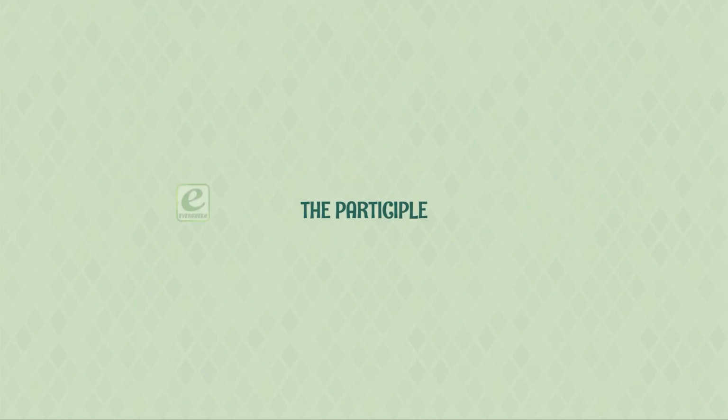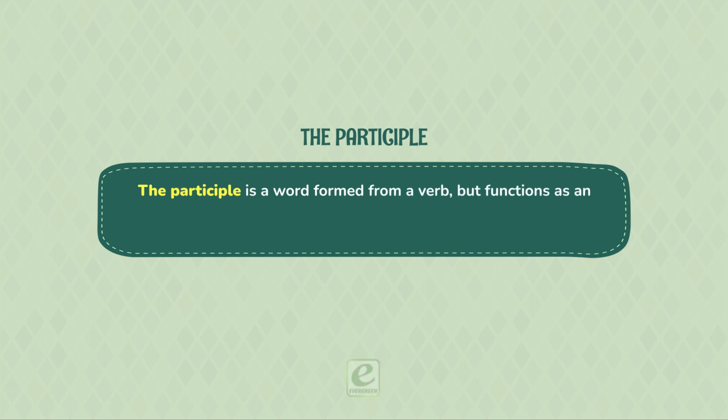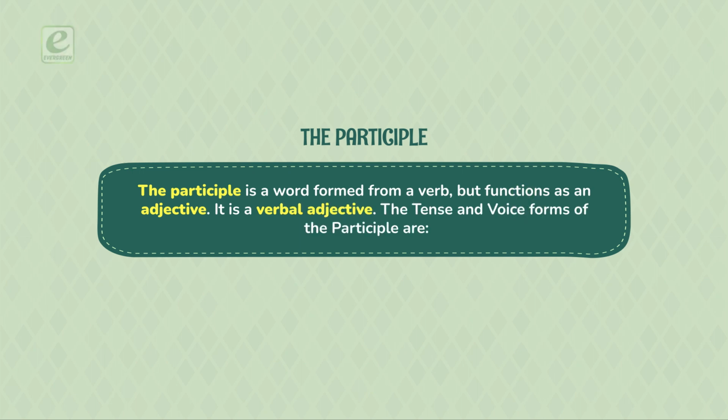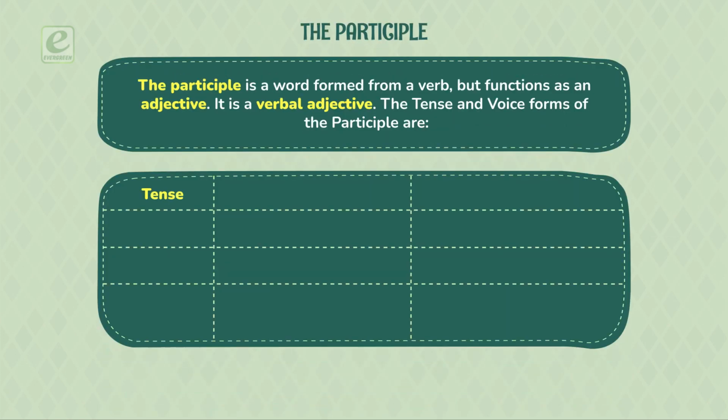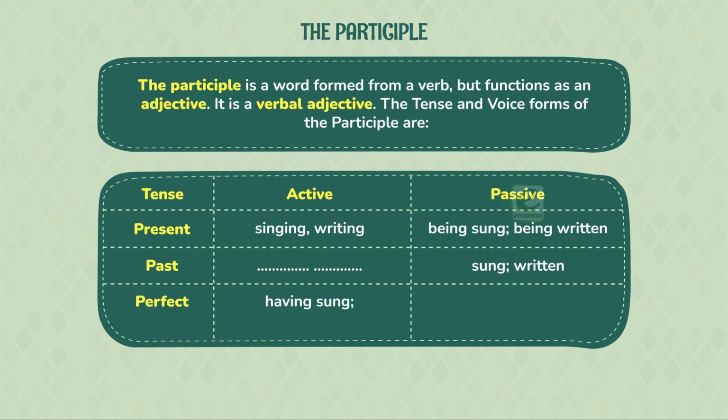The participle. The participle is a word formed from a verb but functions as an adjective. It is a verbal adjective. The tense and voice forms of the participle are: tense, active, passive. Present: singing, writing, being sung, being written. Past: sung, written. Perfect: having sung, having been sung, having written, having been written.